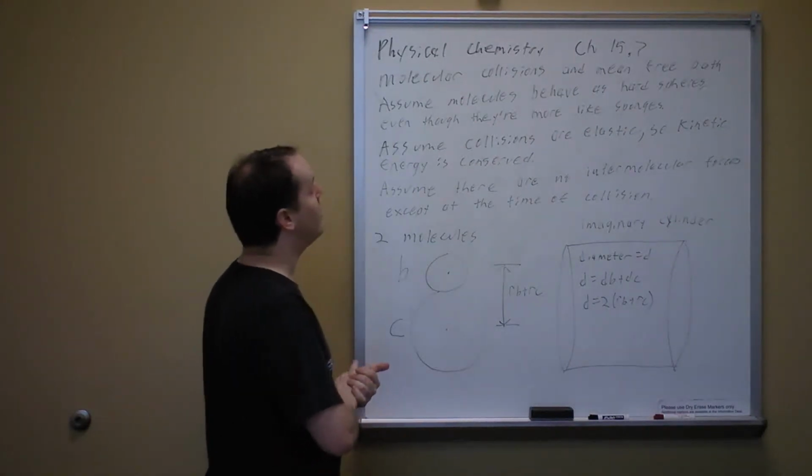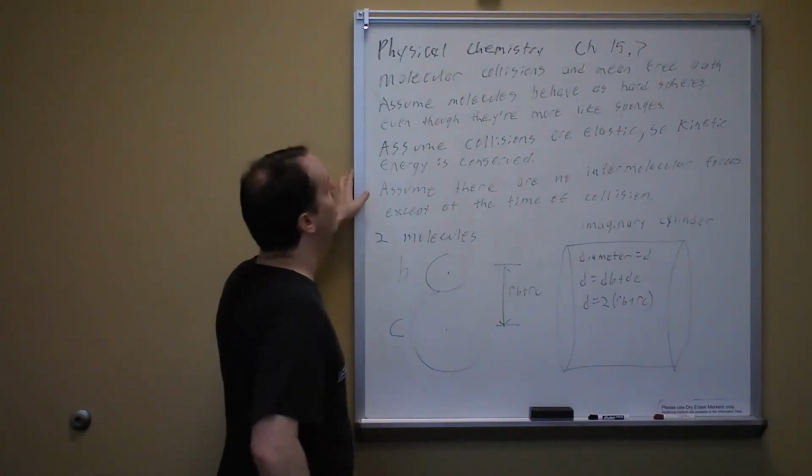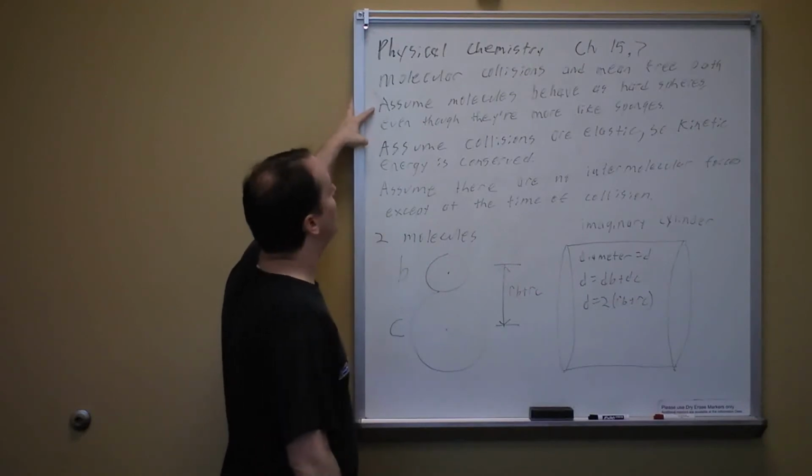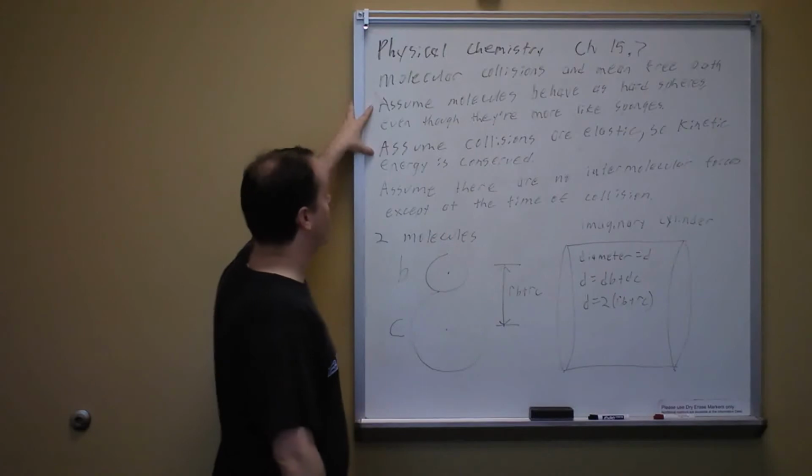Okay, so continuing physical chemistry, chapter 15, we're doing section 7 now. We're going to be talking about molecular collisions and something called mean free path. Now we're going to make 3 assumptions for this section for now.